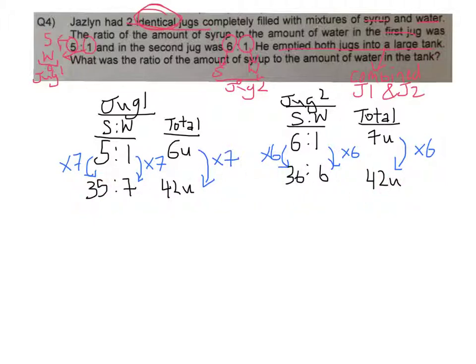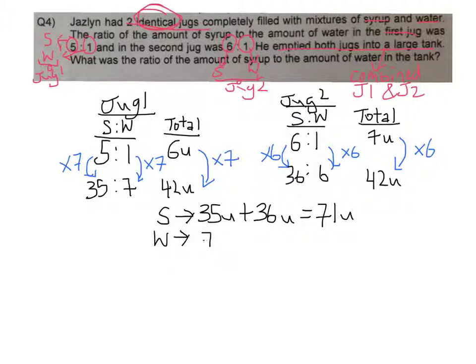Now they ask you, what was the new ratio of the amount of syrup to water in the tank? Simply, since I have equated them to be the same, that means the parts must be the same for this one and this one. Very simple. What I can do is S for syrup is 35 units plus 36 units, and that will give me 71 units. As for water, it is 7 units plus 6 units, and that will give me 13 units.